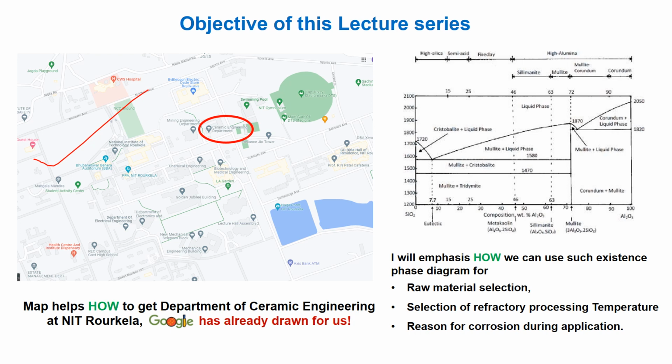Similarly, I will emphasize how we can use such existing phase diagrams for raw material selection, selection of refractory processing temperature, and reason for corrosion during application.